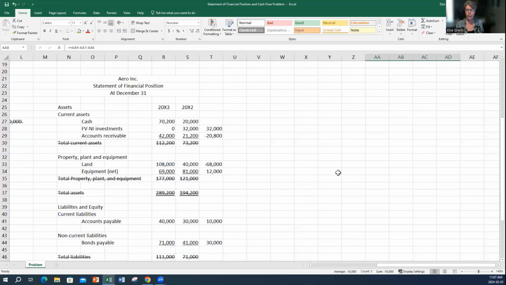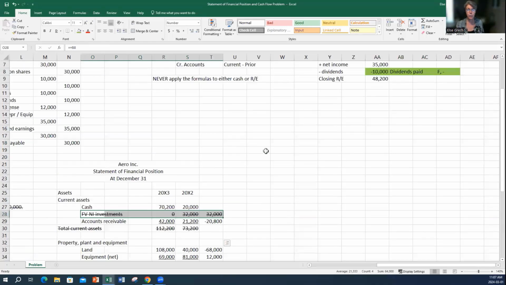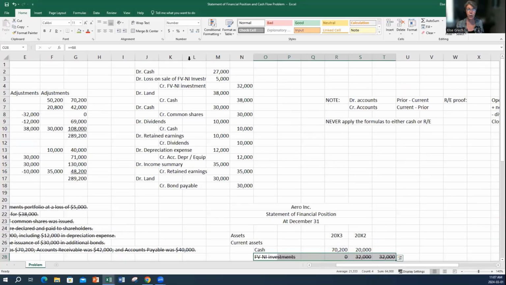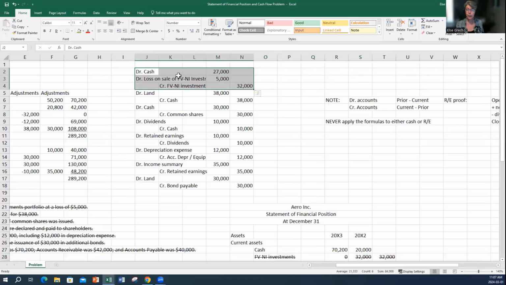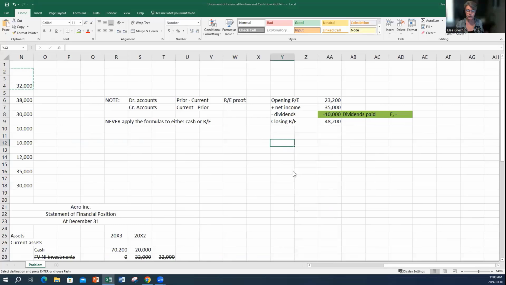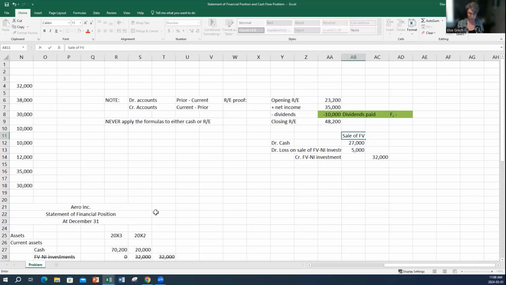And now we have to determine, can we use all of these things, or do some of them need to have a T account proof or some kind of proof? We already know that the fair value net income investments, we can't use the formula here. And that's because we know that the actual thing that happened was not $32,000 of cash. We ended up with only $27,000 with cash. So I'm going to copy this. I'm going to paste it over here, and I'm going to use it for my cash flow. I'm going to paste special. All right. So we know this is the sale of fair value net income investments.